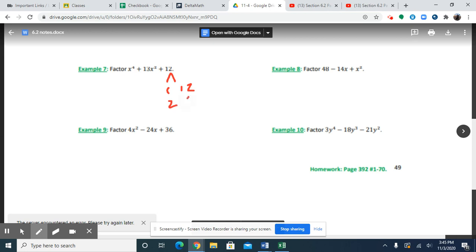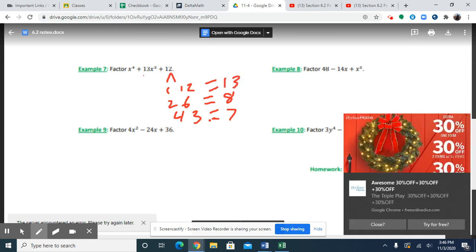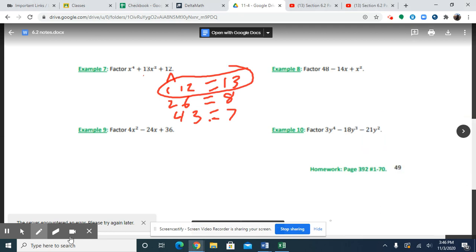We have 2 and 6. We have 4 and 3, and that seems to be about it. Now we need two factors again that are going to add up to that middle number, which is 13. So let's look at all these. 4 and 3 add up to 7. 2 and 6 add up to 8. And 12 and 1 add up to 13. So we're going to use these top ones, 1 and 12.